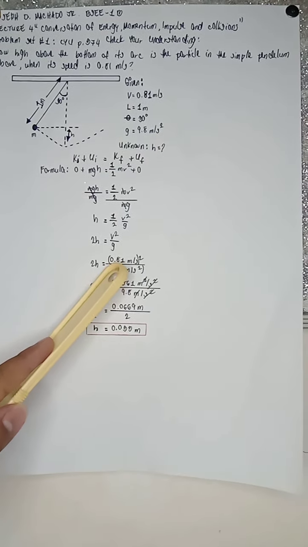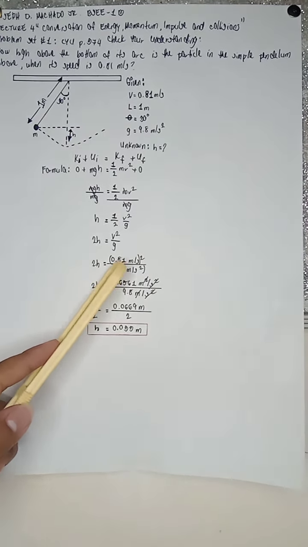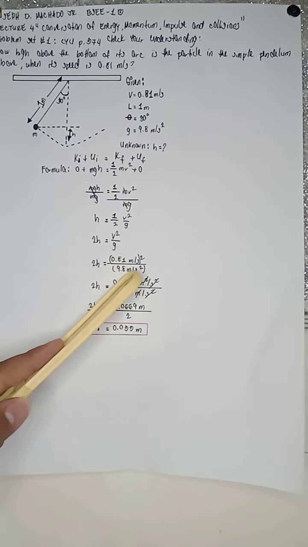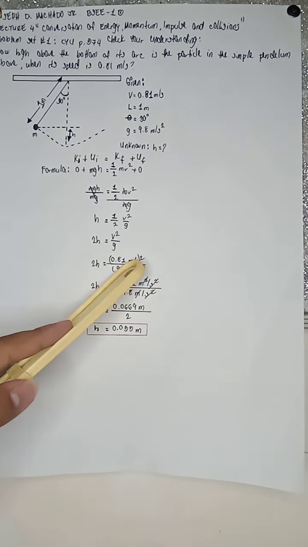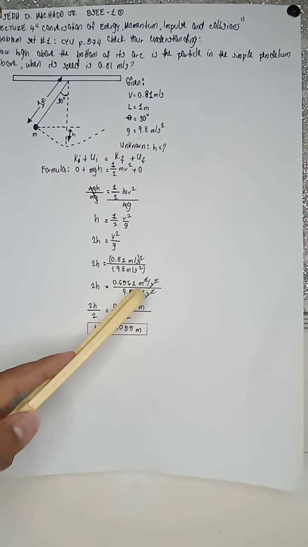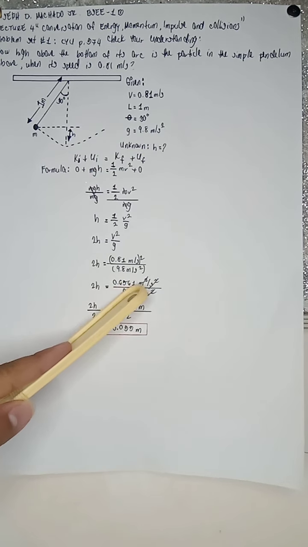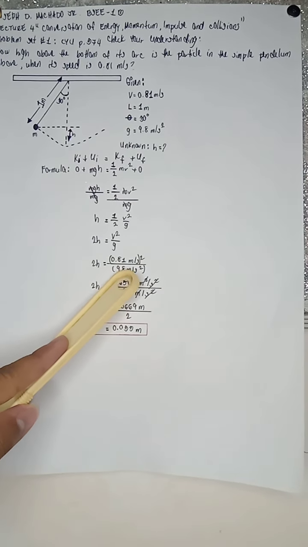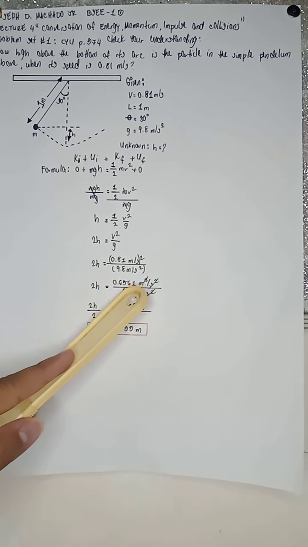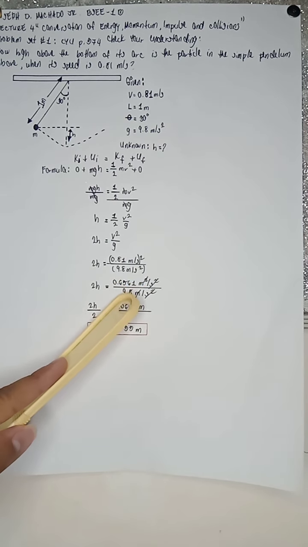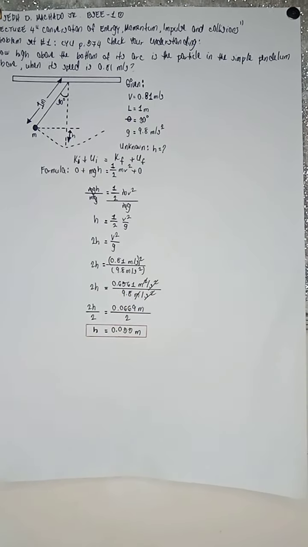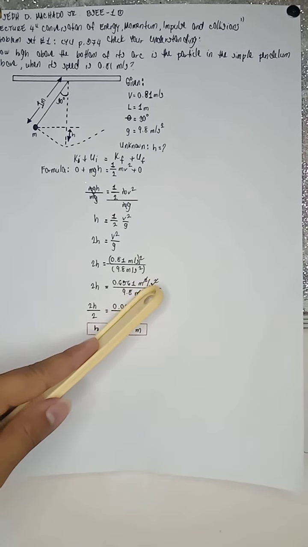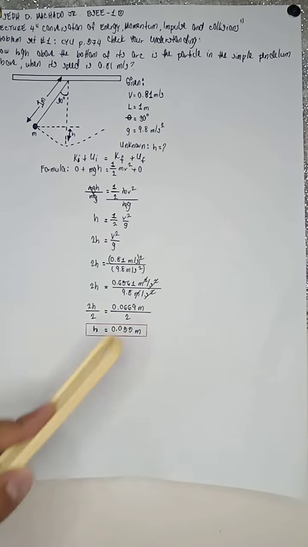So our velocity is the quantity 0.81 meter per second squared over gravity, which is 9.8 meter per second squared. So we multiply 0.81 by 0.81, and the answer is 0.6561 meters squared per second squared over, then we also multiply 9.8 meter per second squared. Then we eliminate the same squared units, so what remains is meter.